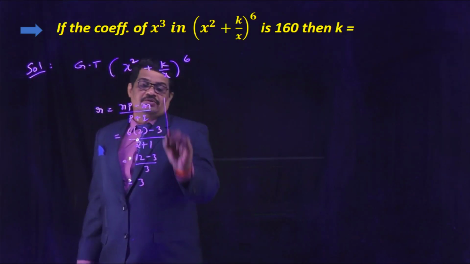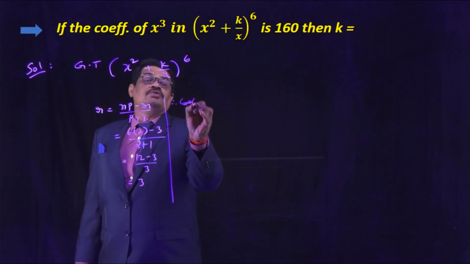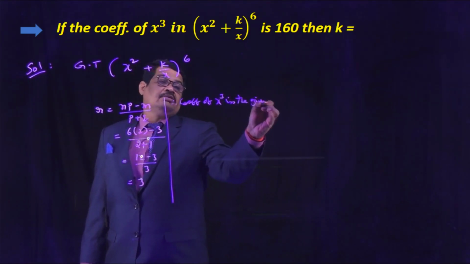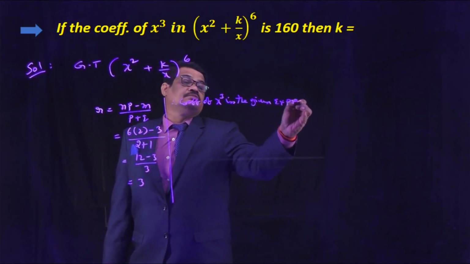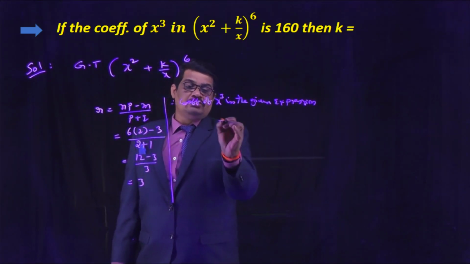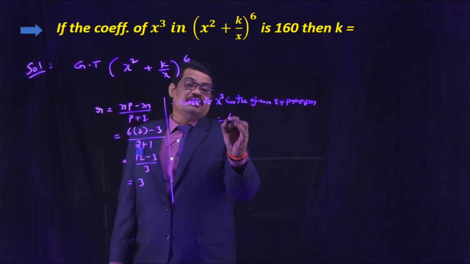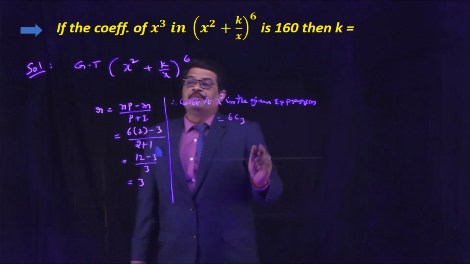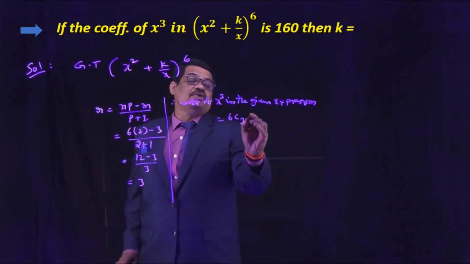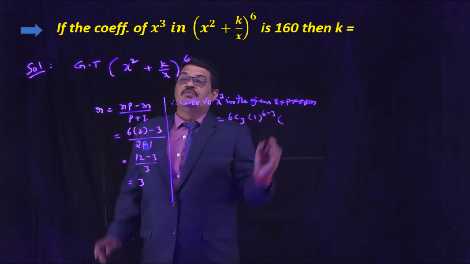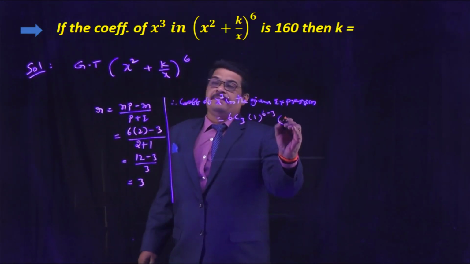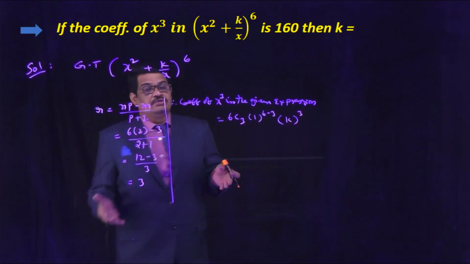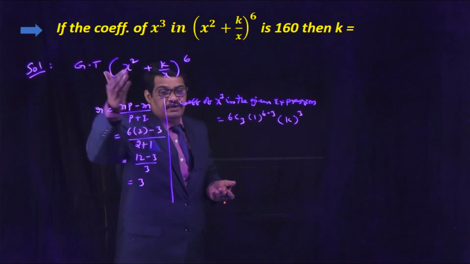Therefore, the coefficient of x cube in the given expression is equal to, what is the formula? That is nCr, 6Cr. R is here 3. nCr, a power. Here, what is a? A is 1 power 6 minus 3. What is b here? That is k. That b is equal to k power r. So this is the actual coefficient of x cube in the given expression.